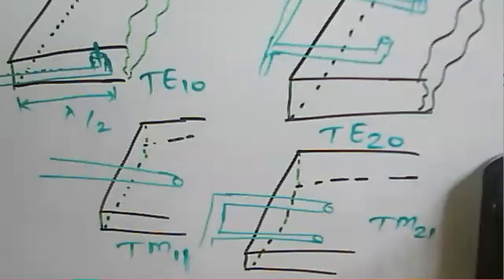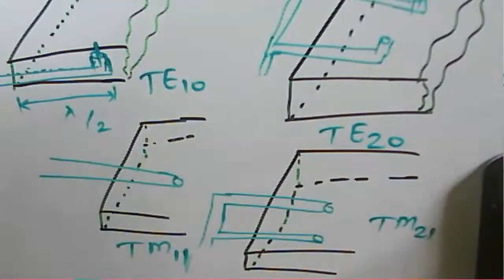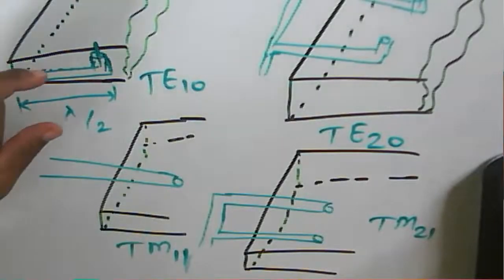So we should know what will be the length of the transmission line, and at what particular place we are putting the antenna probe, so that we get the excitation modes in a rectangular waveguide. That's all about excitation of modes in a rectangular waveguide and losses in a rectangular waveguide.